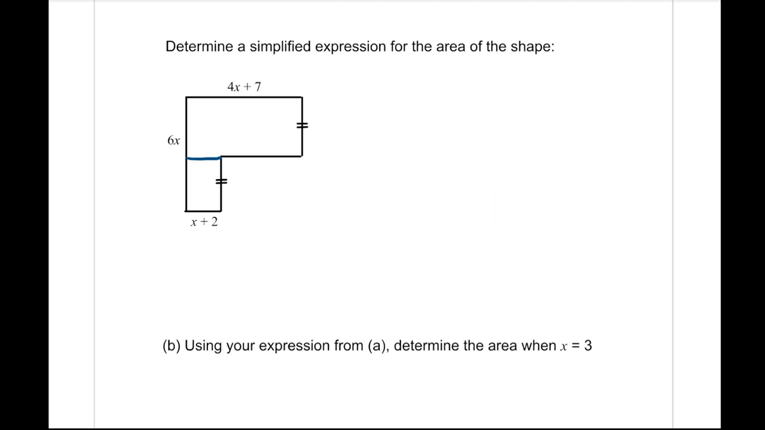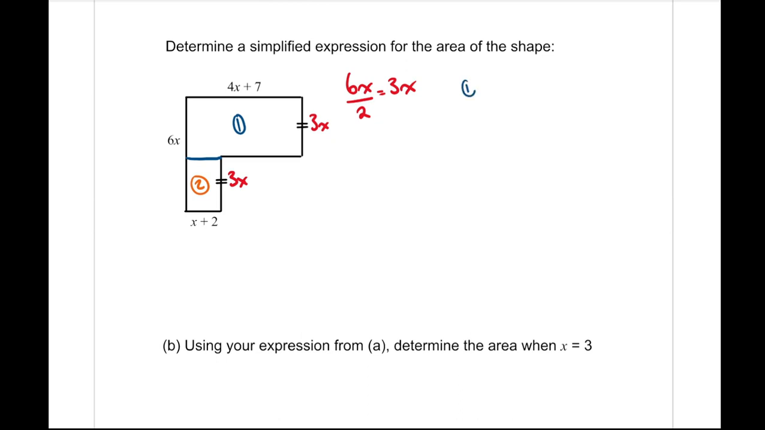The one thing we do need, though, is to figure out what these two side lengths are. What's nice is that these double lines tell us that they're the same length. So that means that 6x is basically divided up into 2, which would mean 3x, because 3x plus 3x is 6x. So we can now replace these with 3x. And now we have our two areas. We have our area 1 and our area 2.